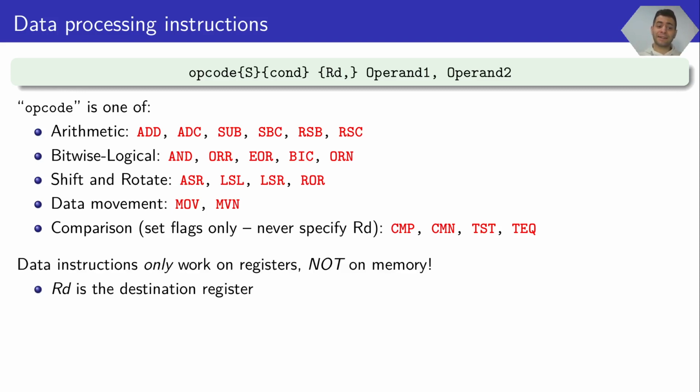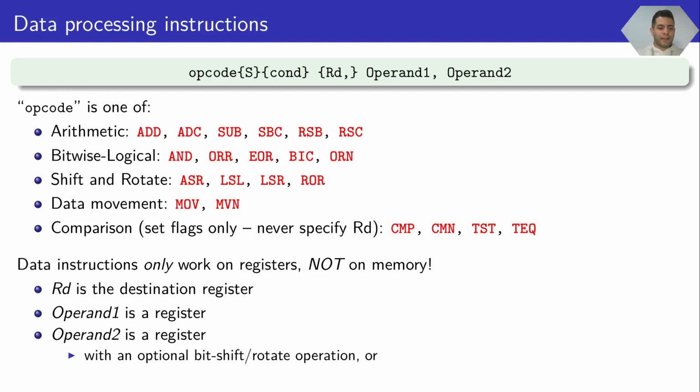Please keep in mind that data instructions do not work on memory, not like x86. We cannot take values from memory and modify them. We are working only on registers. Rd is usually the destination register, so we do some operation and the result is put in this register. Operand 1 can be a register, and operand 2 is a register too. The only point is that operand 2 can be the result of a bit shift operation or an immediate value. You remember we have some restrictions on the immediate values.